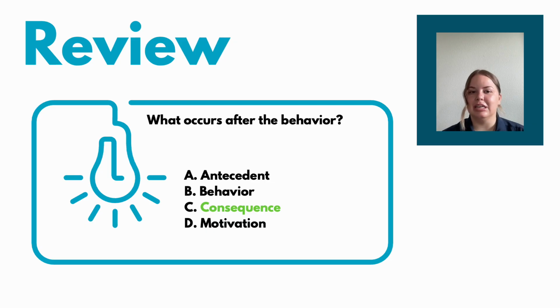So a consequence, like we just talked about, occurs after the behavior. If you guessed A, that's an antecedent, and that occurs before the behavior. B, behavior, again, we talked about behaviors, anything that we do to interact with the environment. And then D is that motivation that we talked about earlier, whether that's going to increase or decrease the value of reinforcers.